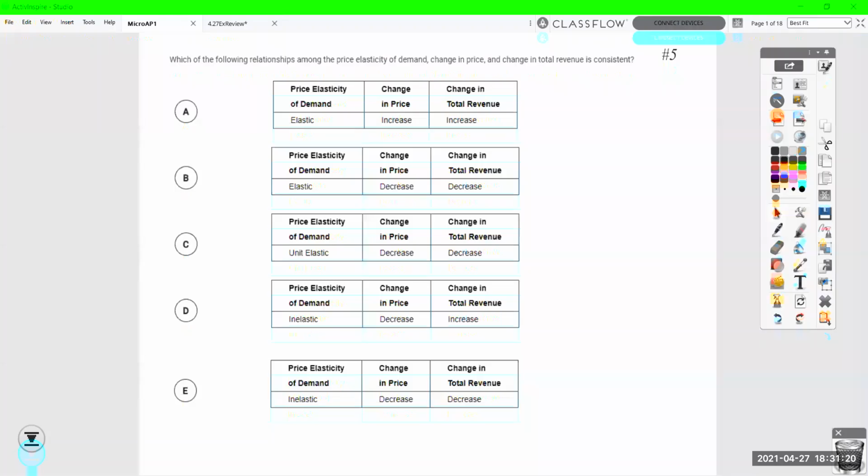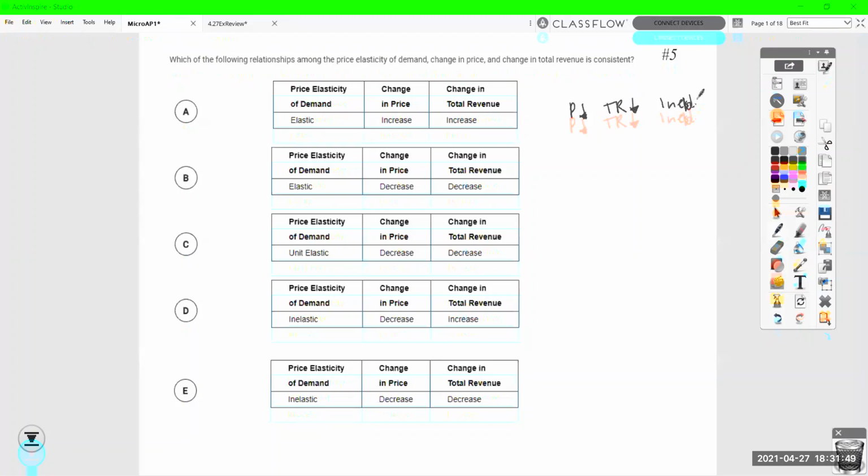Doing today and on last Friday for some of you guys. And this is the total revenue test. This is all about elasticity. Good job. So what we want to remember is, when the price decreases and total revenue decreases, this is going to be inelastic.